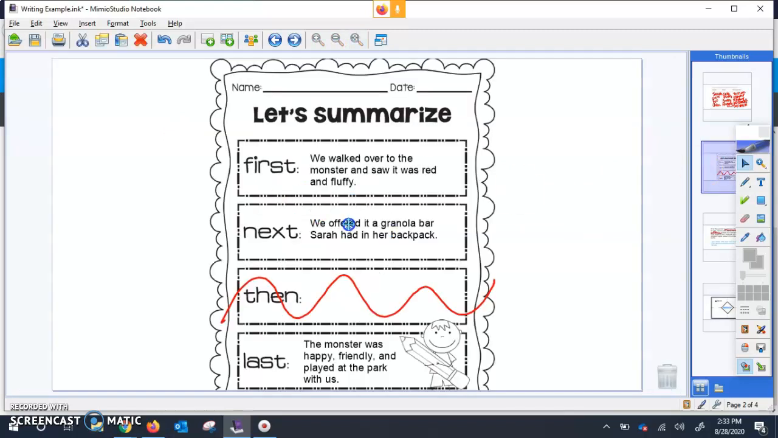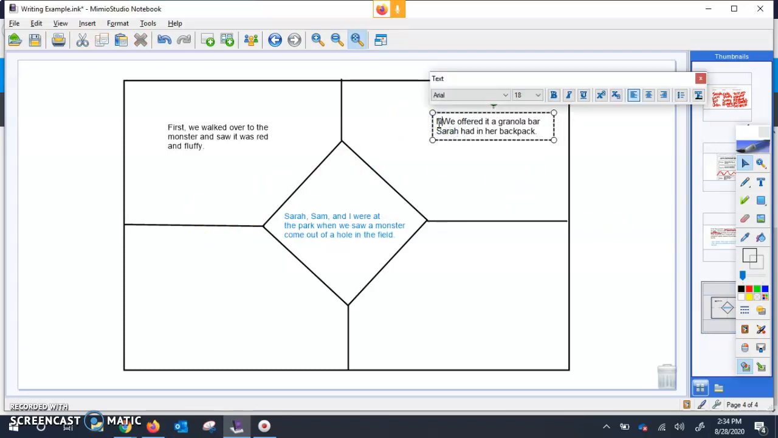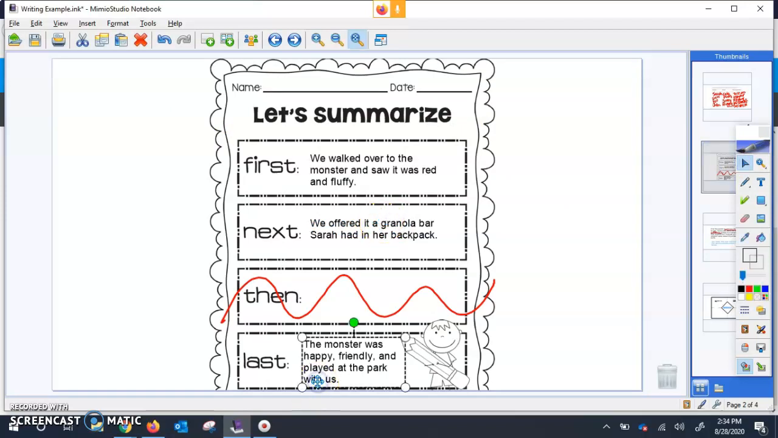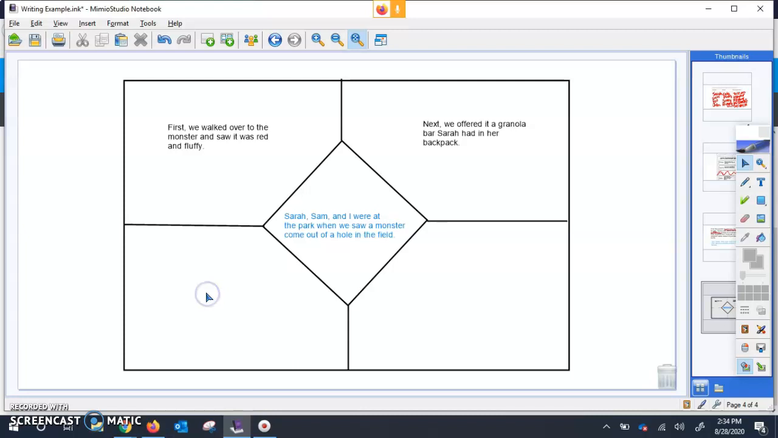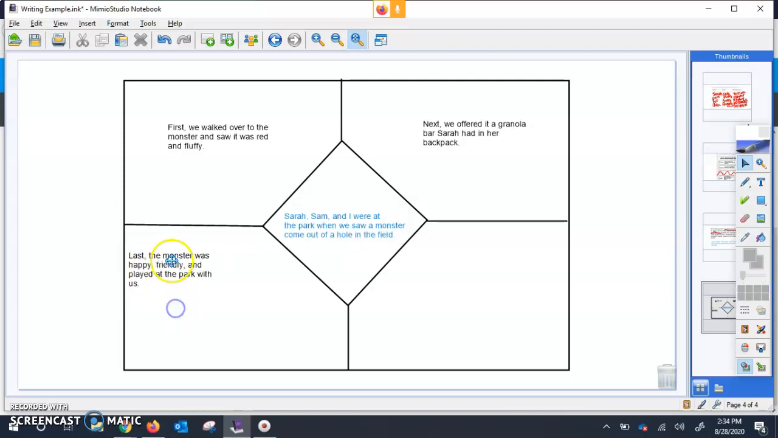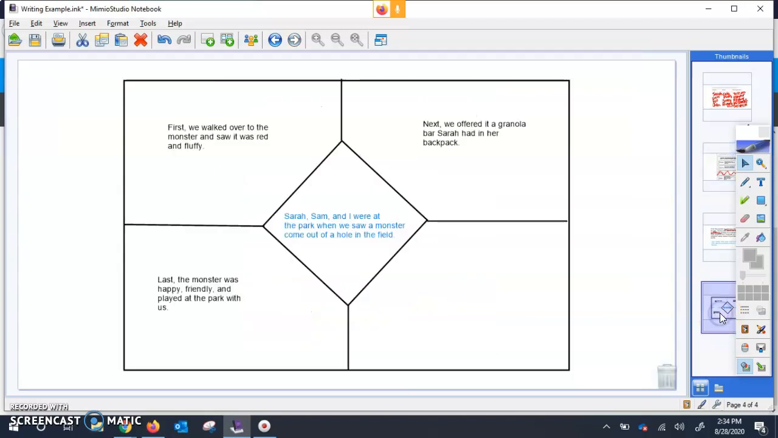Now I need to take the thing that happens next. And once again, for time, I'm just going to copy this, but don't forget to add the next part. So the word next, comma. And we said, next, we offered it a granola bar Sarah had in her backpack. So now I have my first, next, and then I need my very last thing here. So I don't forget the word last at the beginning. That sounds funny, but that's where it goes. And last, the monster was happy, friendly, and played at the park with us. So now I took everything from my Let's Summarize graphic organizer and I put it into my foursquare.